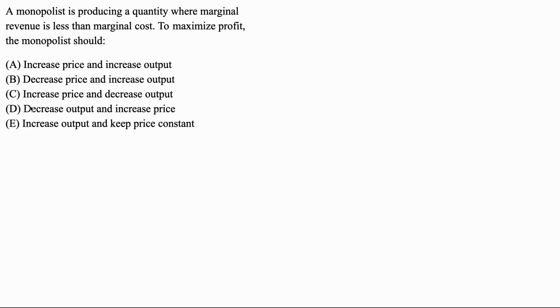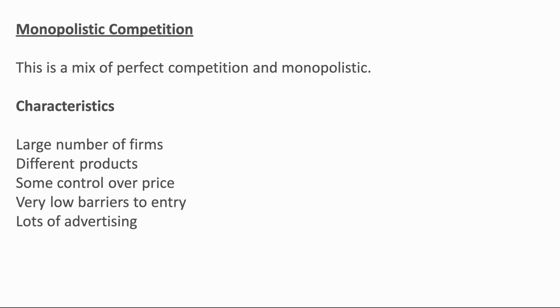So what's our answer here? It's C. That's what monopolies do all the time to maximize their profits, and if marginal revenue is below marginal cost, then yeah, that's what they're going to do.